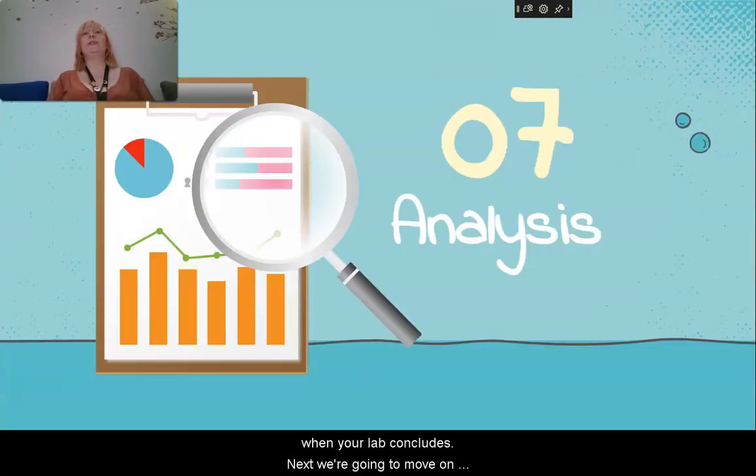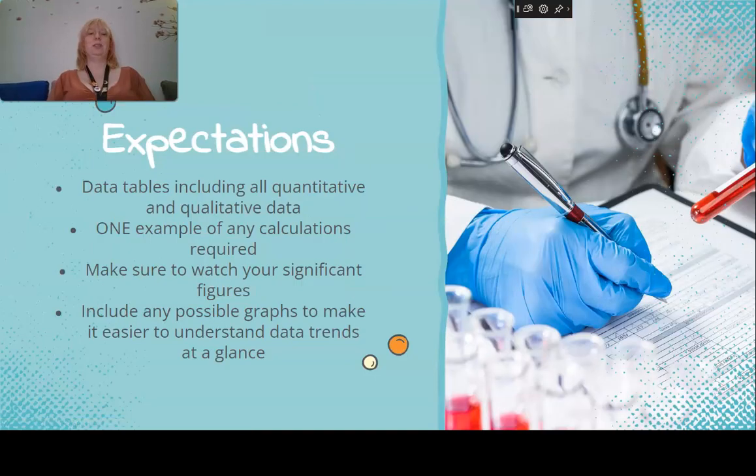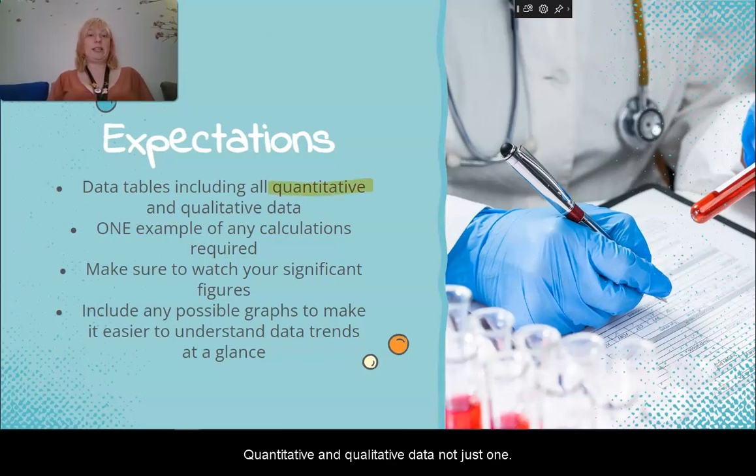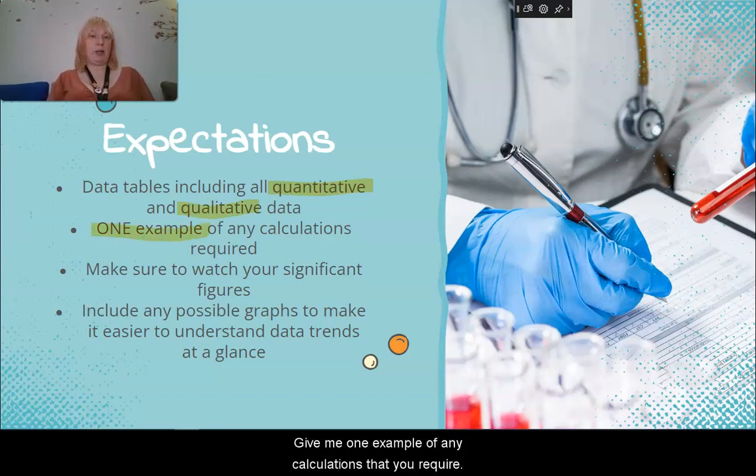Next, we're going to move on to the analysis. So your analysis should be where your data tables go, and it should include both quantitative and qualitative data, not just one. Give me one example of any calculations that you require. So for example, if you took an average of your trials, show me an average for one of the numbers. For the rest of the averages, you can just give me the number you calculated, but I do need one example calculation for any sort of formula that you have to use.